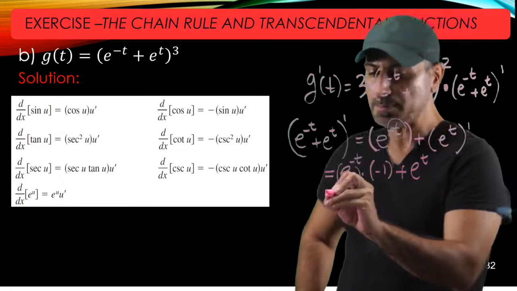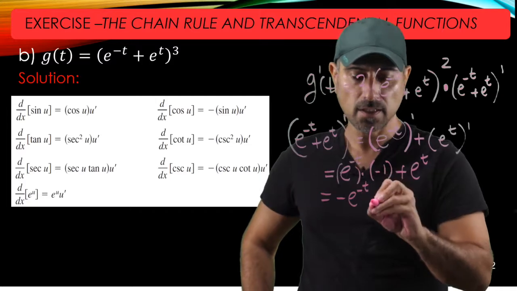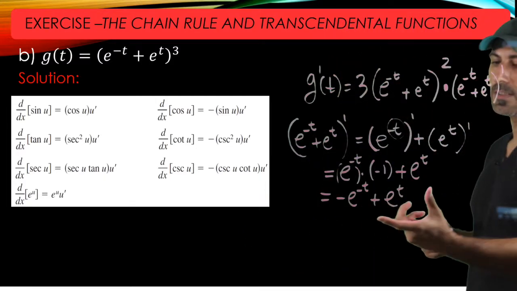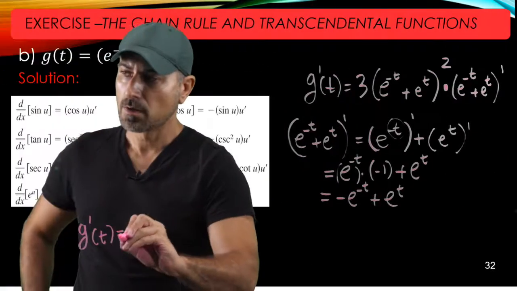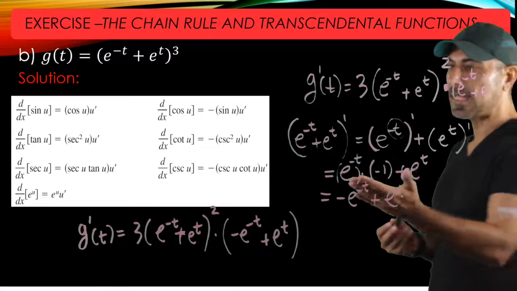So to sum up, this becomes minus e to the minus t and then this becomes plus e to the t. So this whole sum is the derivative of this piece here. g prime of t is equal to, well, this takes care of part B.